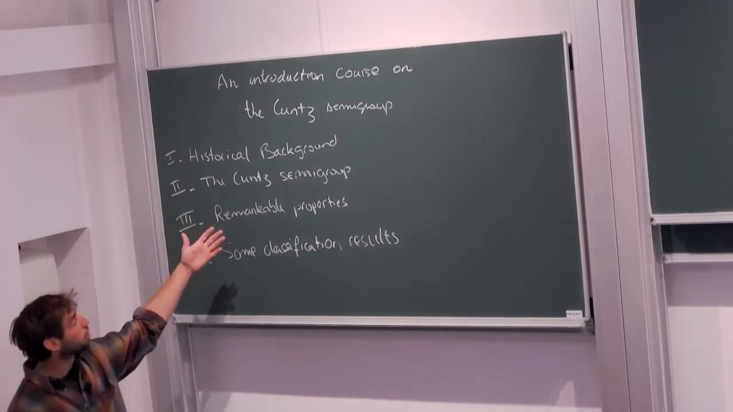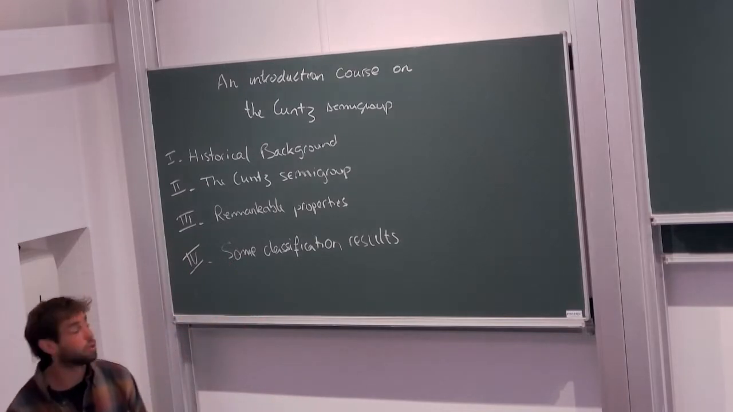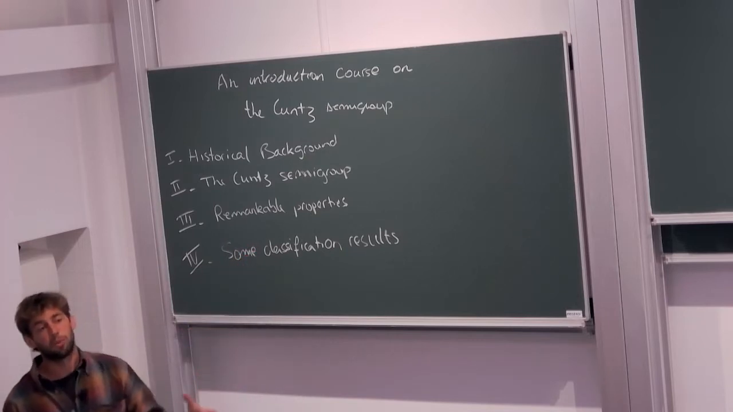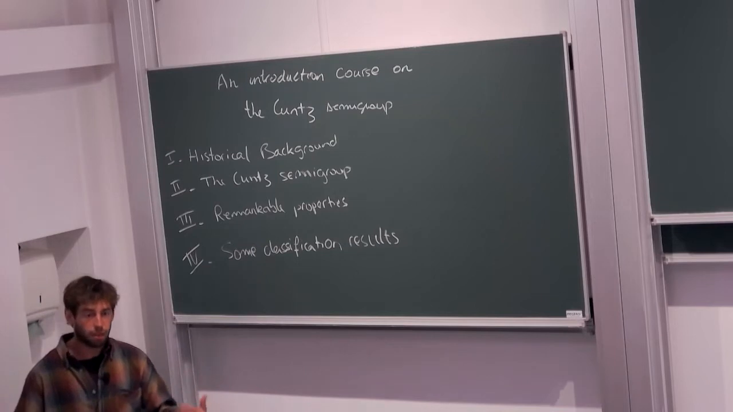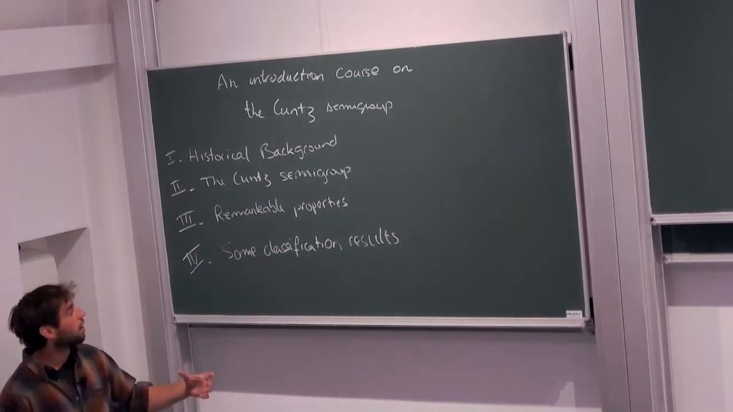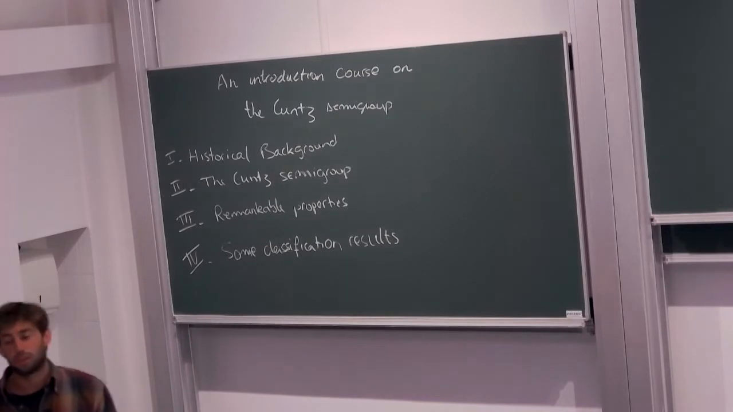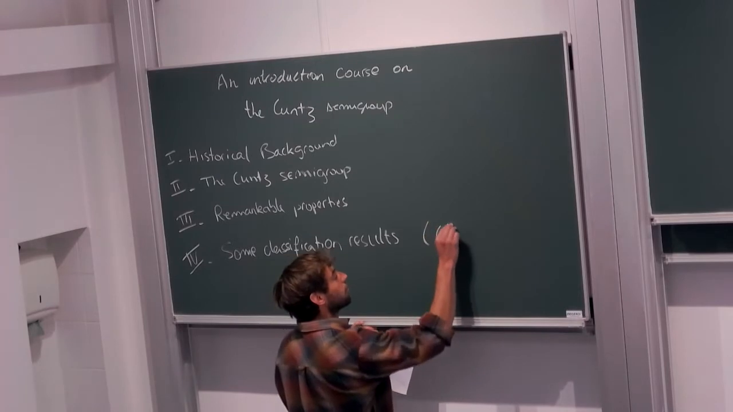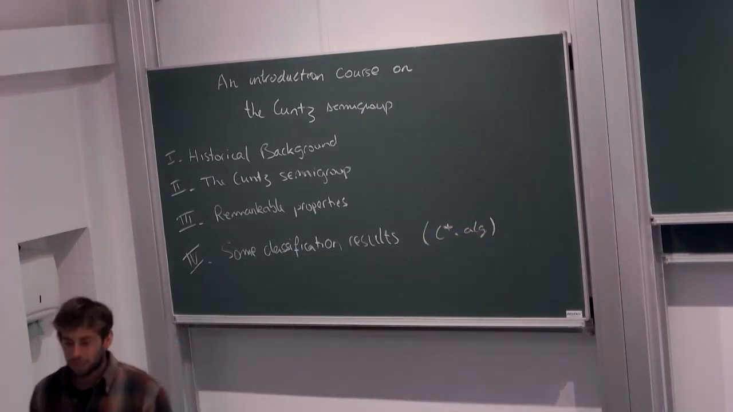And then I will show some of the properties that the Cuntz semigroup has, mainly what information about a C-star algebra such an object is actually capturing. And lastly, I will present one or two classification results related to classification of C-star algebras, right?